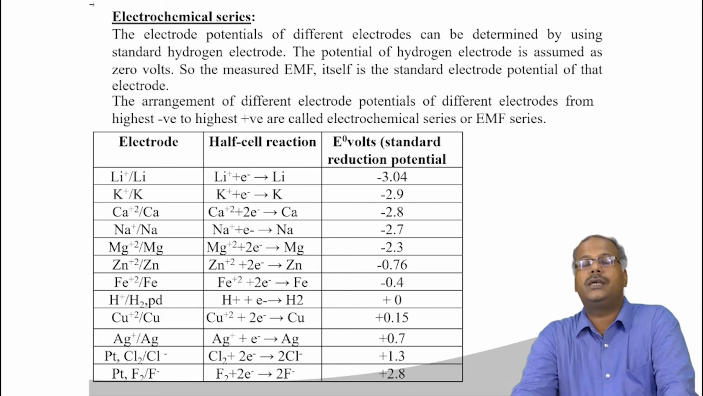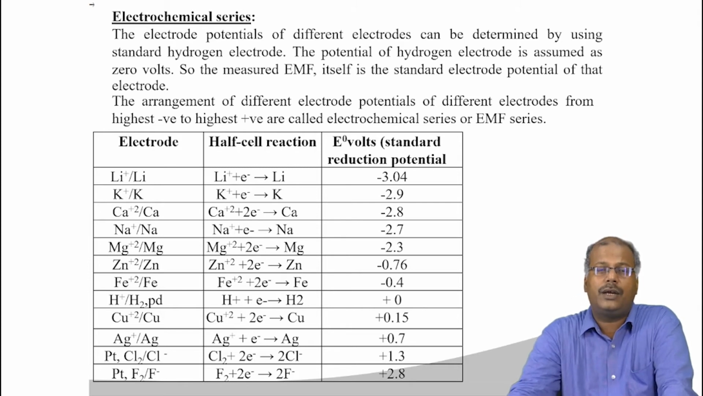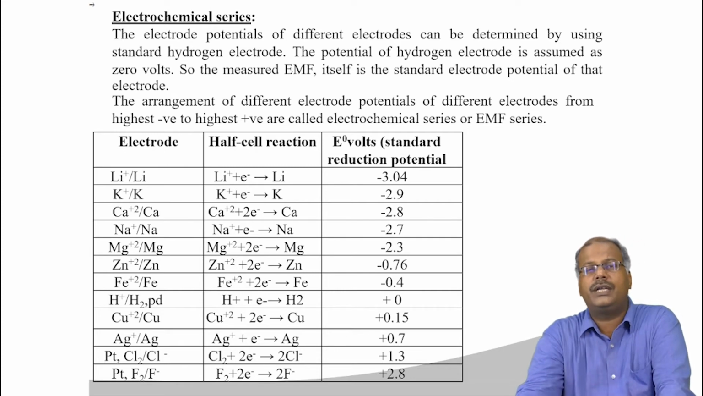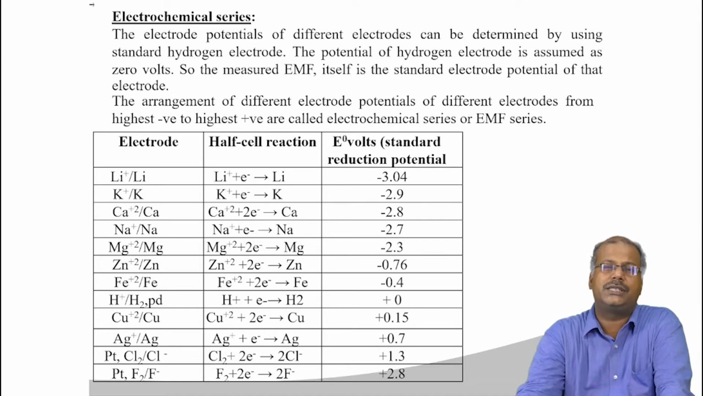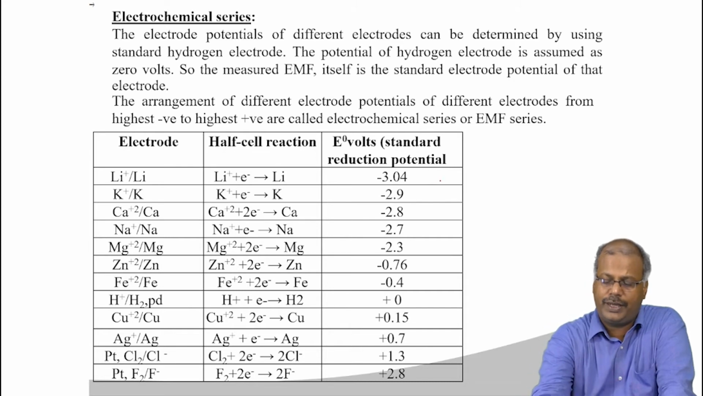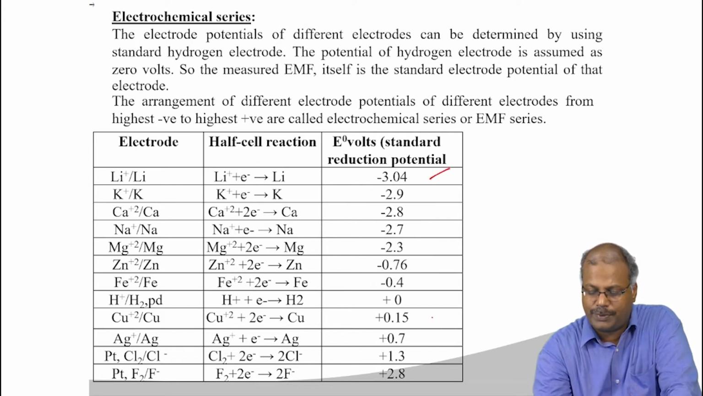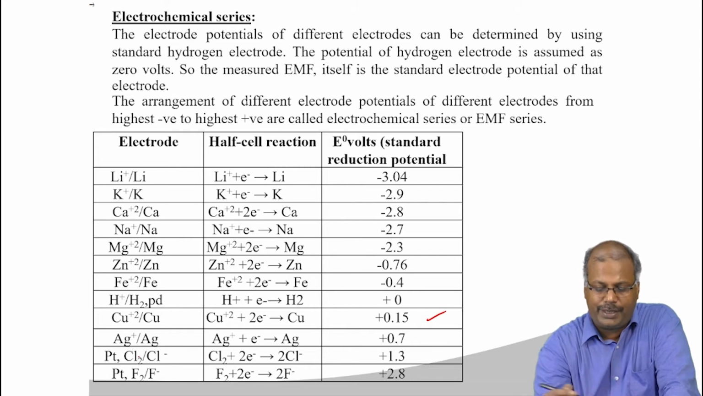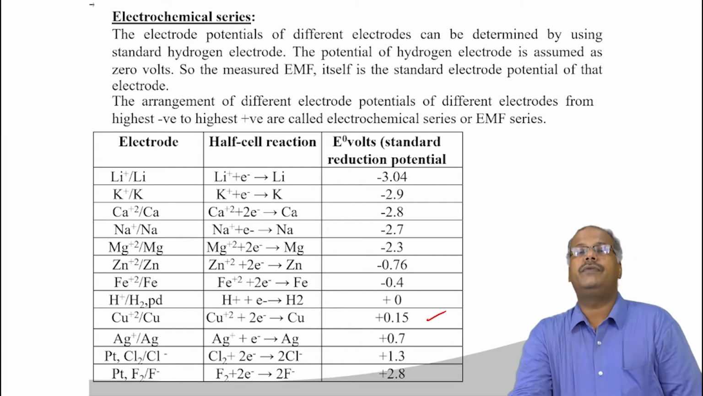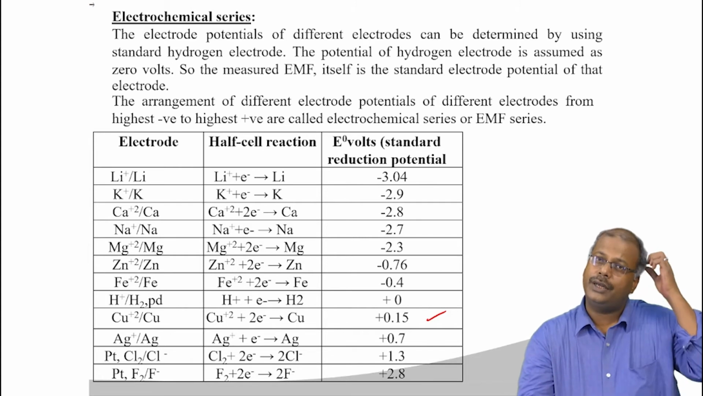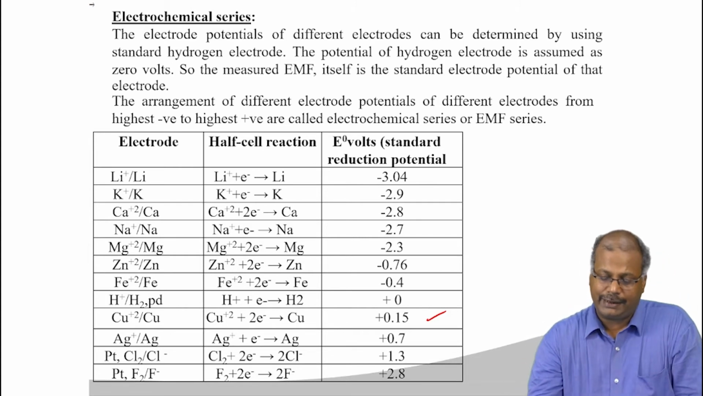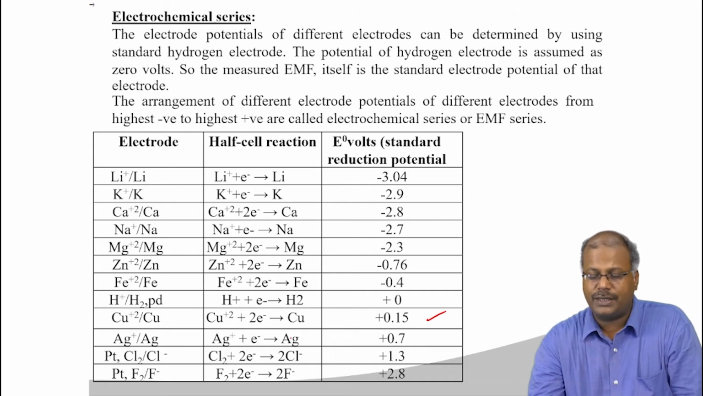See this table of metals and their ions. If you connect different metal ions with the standard hydrogen electrode and measure their potentials, you get different values like this: for lithium, Li plus, for copper, Cu 2 plus, like that. For different metals and their metal ions, we get different E naught in volts. Their half cell reactions are represented here.